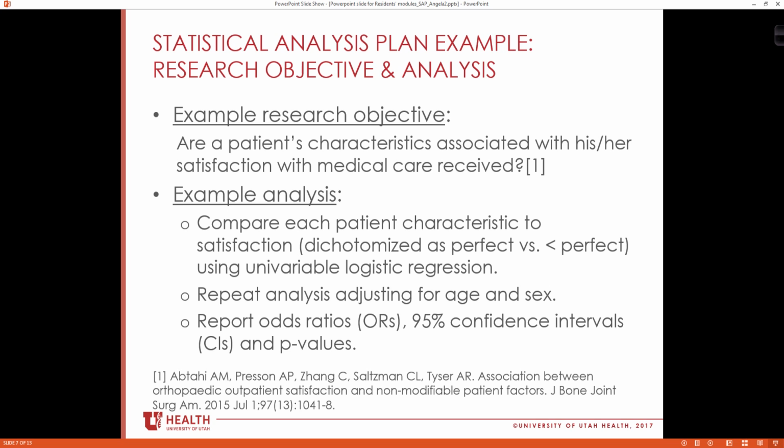The main research objective here was whether patient characteristics were associated with satisfaction with the medical care that the patient received. And the analysis focused on comparing patient characteristics to satisfaction, where satisfaction was dichotomized as perfect versus less than perfect, using univariable logistic regression. And then this analysis was repeated, adjusting for age and sex. And finally, we reported odds ratios and 95% confidence intervals and p-values from the regression models.